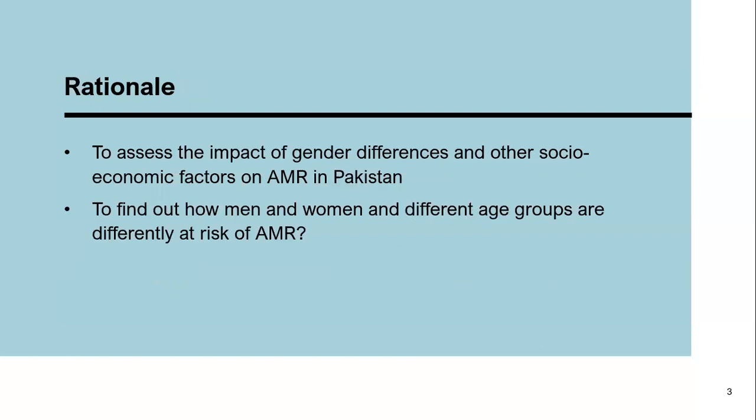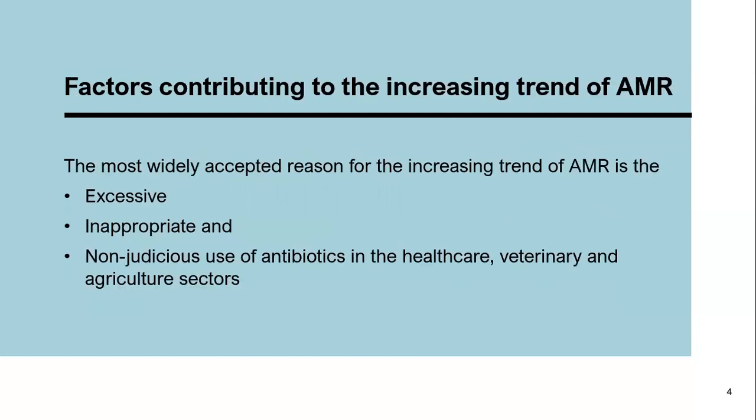The rationale of the study was to assess the impact of gender differences and other socio-economic factors on antimicrobial resistance in Pakistan, and to find out how men and women in different age groups are differently at risk of antimicrobial resistance. The range of health programs and services are not equally available, accessible, affordable, and acceptable to all groups within the population. So it is widely acknowledged that a gender equity focus in all aspects is required to protect and improve population health. Before we go further, it is important for us to understand the factors which are contributing towards the increasing trend of antimicrobial resistance.